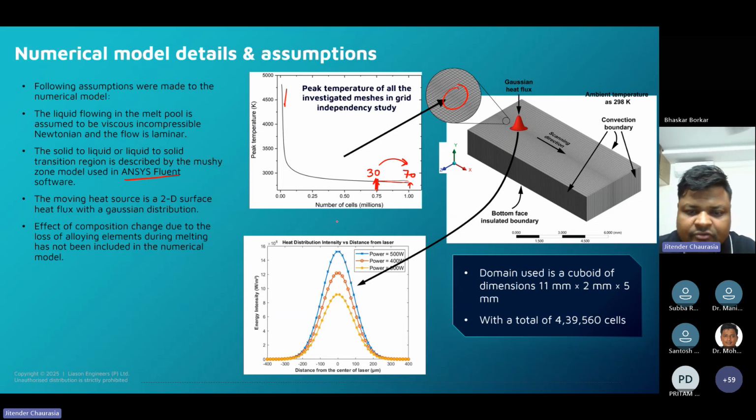And this is the Gaussian heat distribution model to replicate the laser. And you can see it is a very small geometry, I think maybe 5 mm or so. But you can see in that 5 mm, yeah, you can see 11 mm, 2 mm, 5 mm. And you can see how many cells we have. Still, it is less, I would say.